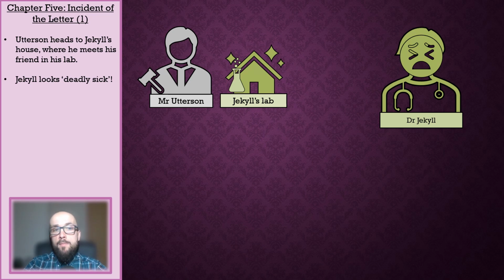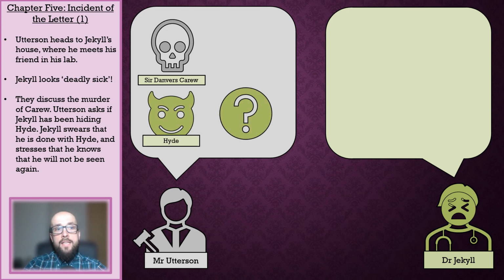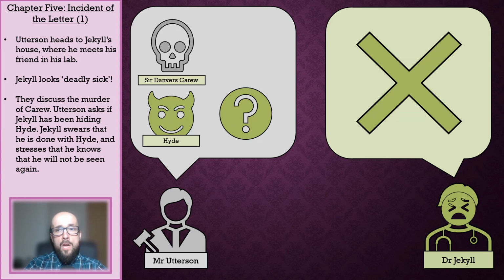The two gentlemen begin to talk about the death of Sir Danvers Carew. Utterson asks if Jekyll has been hiding Hyde so that he can evade the authorities, to which Jekyll replies by swearing that he is done with Hyde, and then stresses that Hyde will never be seen again. Strangely confident, don't you think?